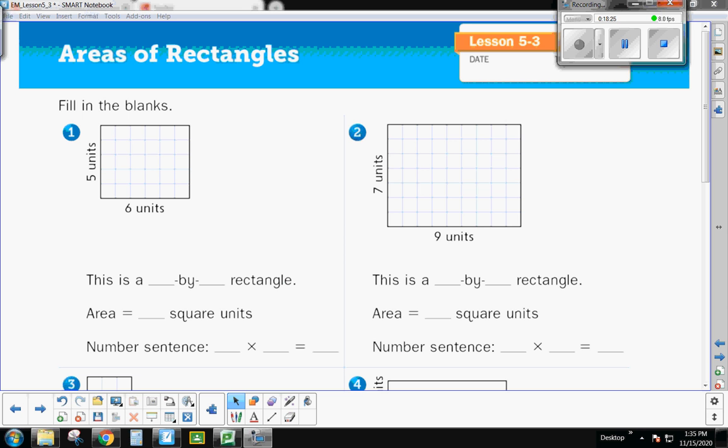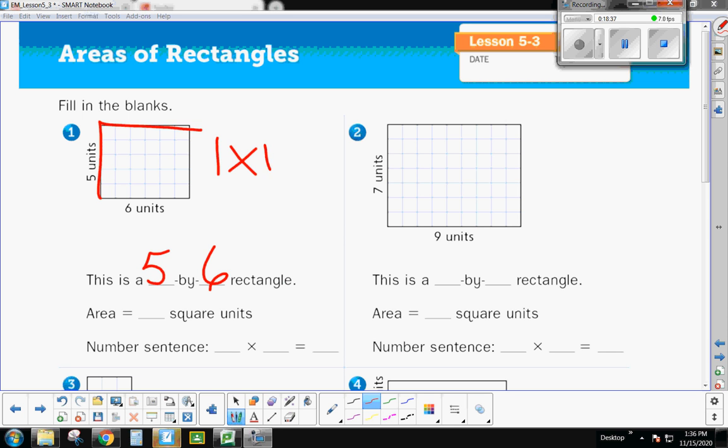All right, let's look at the first rectangle. This is a 5 by 6 rectangle, and the area it would be, remember, you find the length, you find the width, you multiply and write it down. Length times width will give you that area. So 5 times 6 equals 30. So 30 square units. My number sentence would be 5 times 6 equals 30.